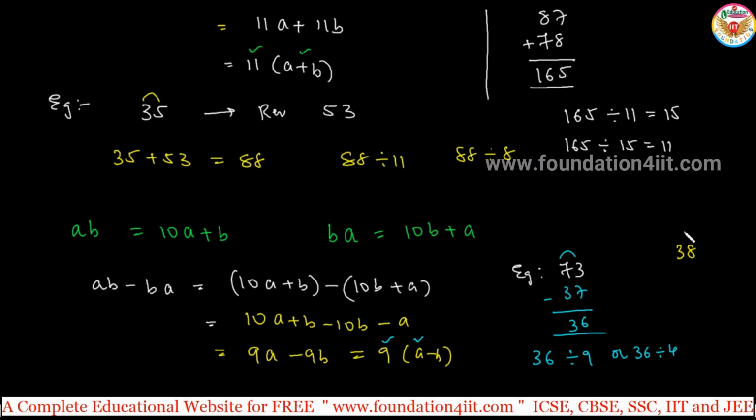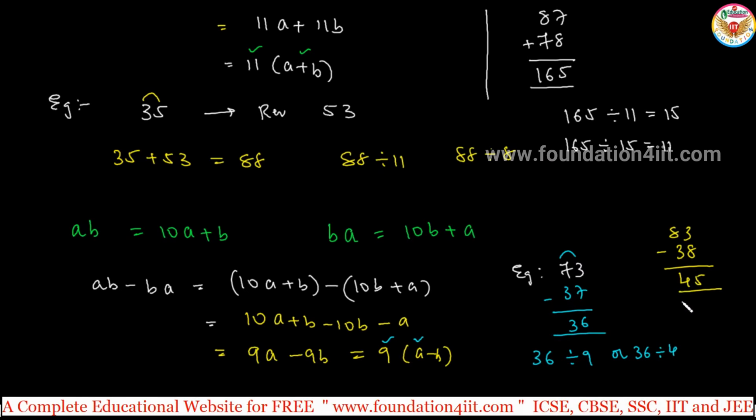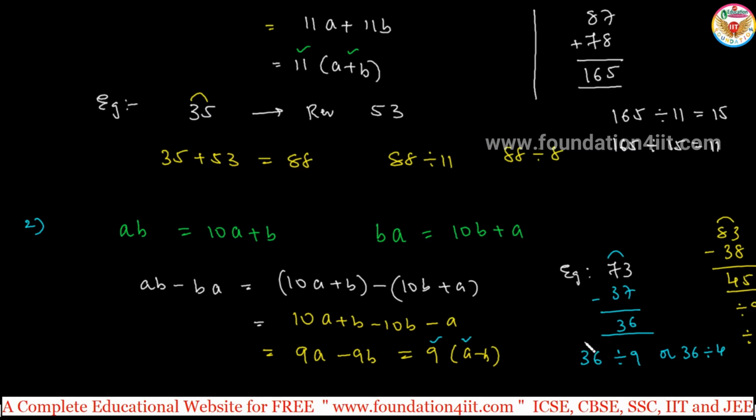If you reverse 83 and subtract, 83 minus 38 gives 45. So 45 is always divisible by 9 and always divisible by the difference of the numbers, 8 minus 3, which is 5. So it is divisible by 9 and by 5. Perfect divisibles. Okay, so this is property 2. The first one is adding, the second is subtraction.